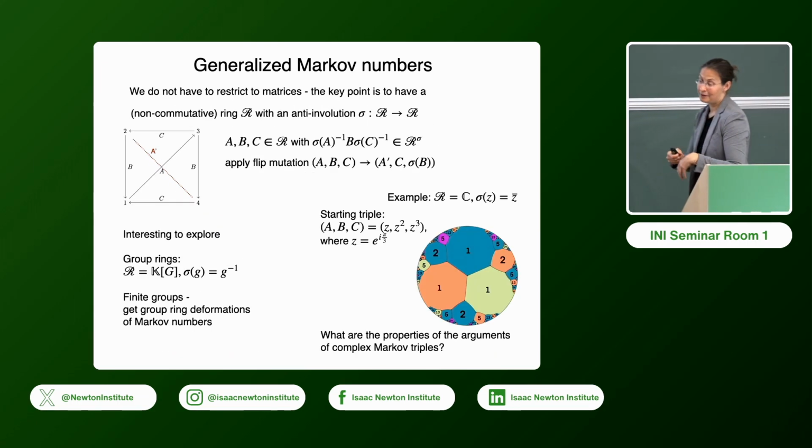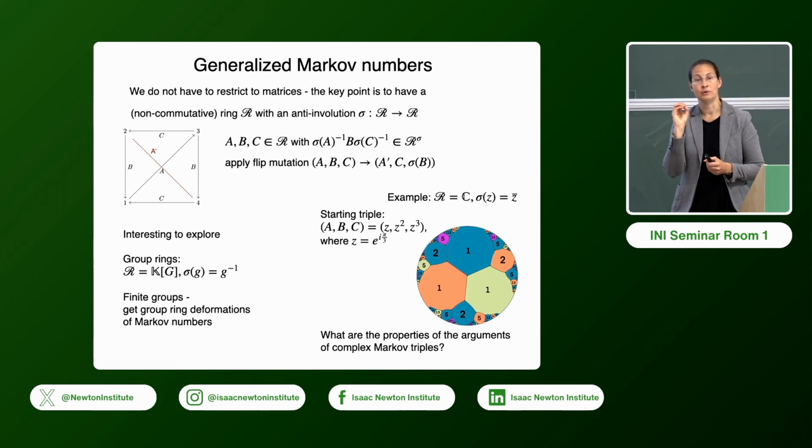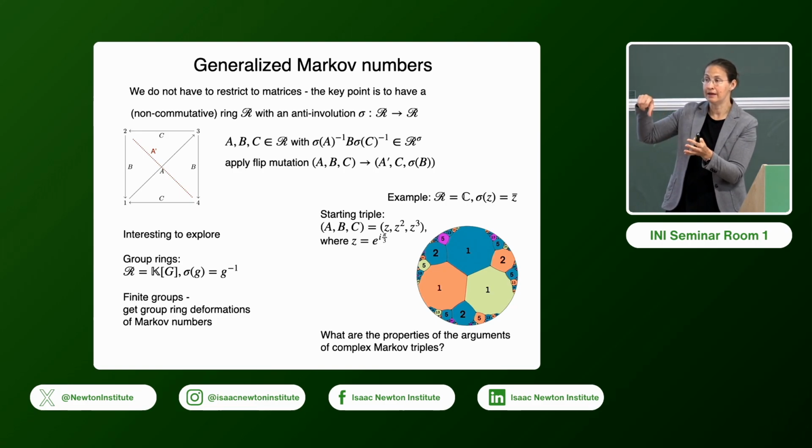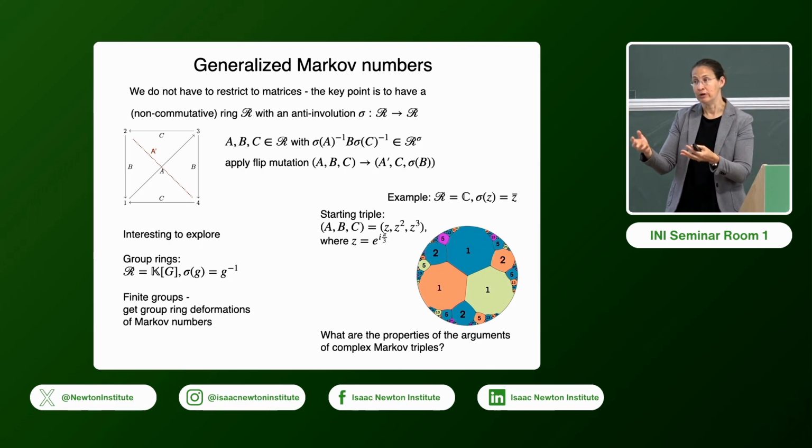You can play more with it, so you don't necessarily need matrices. What you really need is a ring with involution, and you can play with complex numbers. This is in some sense even easier than Markov numbers. So you get new complex Markov numbers where the norms of your complex numbers just behave like a real Markov number, but the arguments also change, and there are a lot of interesting questions about what you can say about the arguments, depending on your initial configuration of complex numbers.